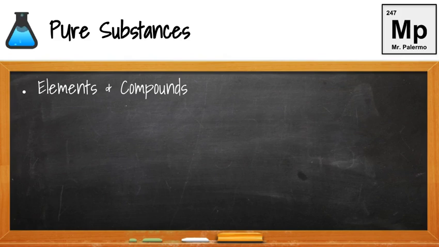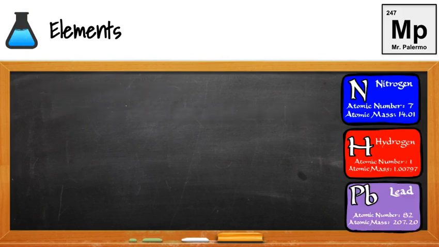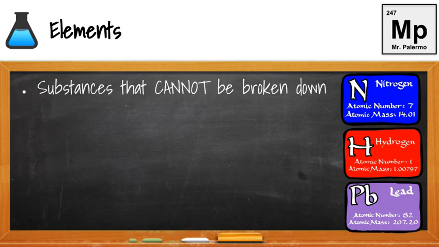As mentioned, pure substances are elements and compounds. Each substance, either element or compound, has exactly the same composition throughout the entire sample. Elements are substances that cannot be broken down. These are on the periodic table. They are the simplest form of matter that we have. They're basically the building blocks of all of our other substances.